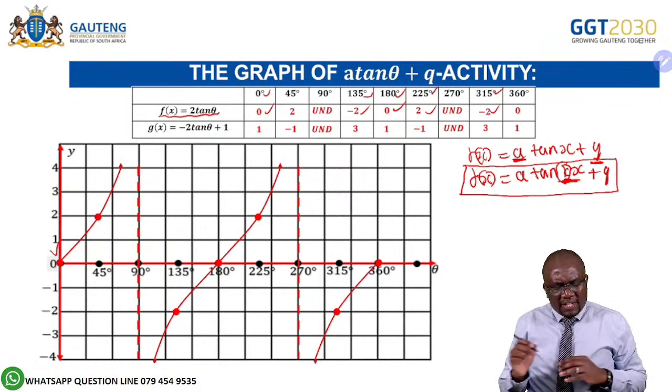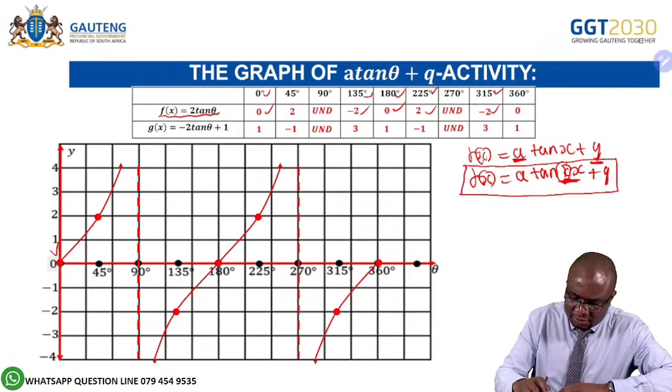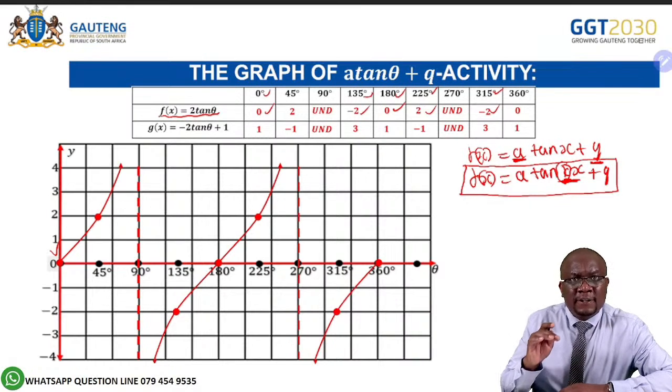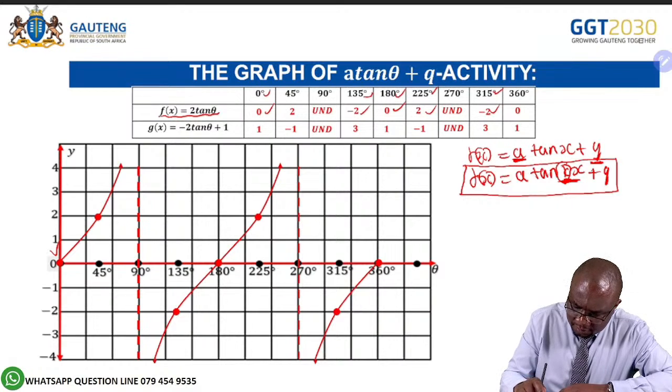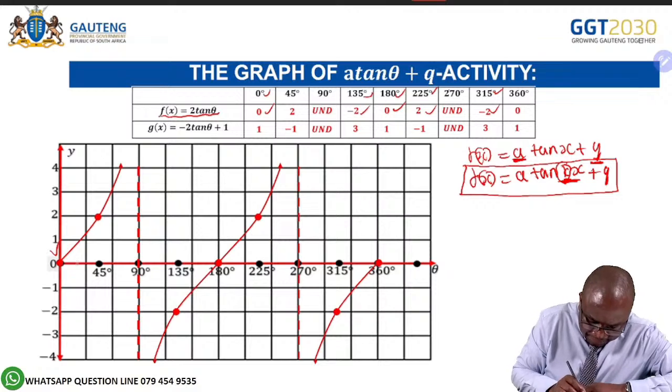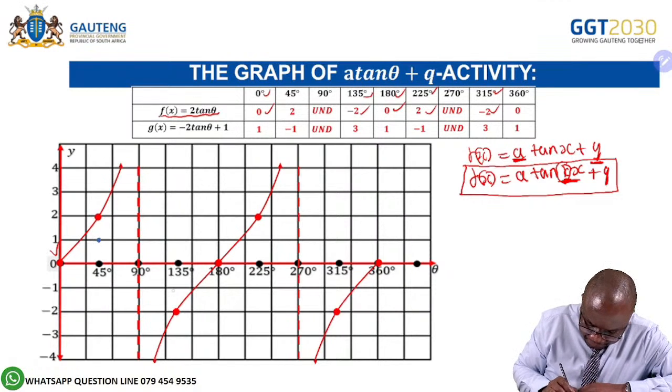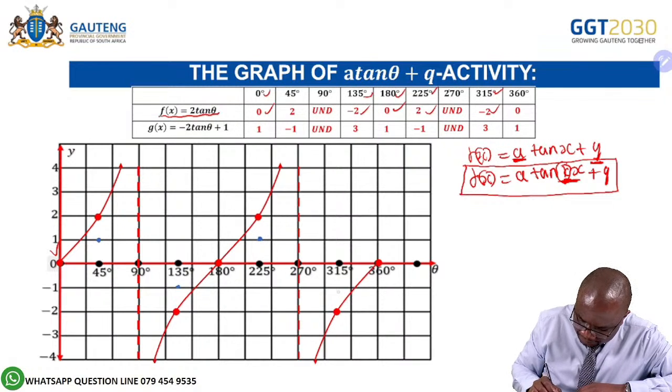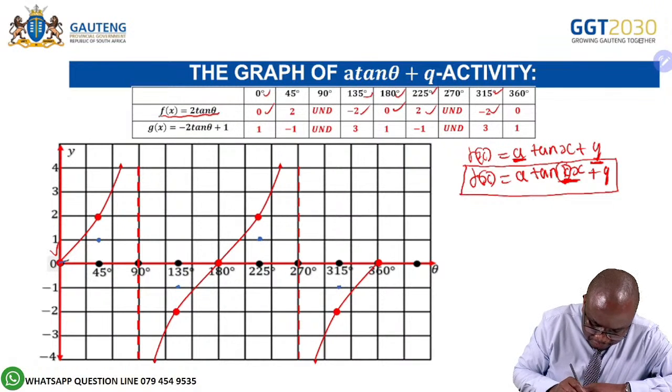Okay, for us to understand the effect of A, let me just do this. I want to sketch the graph of tan theta. I will try to sketch a graph of tan theta then. Let me just pick another column. It is going to be here, here, there, and there. And then it's going to be like this.